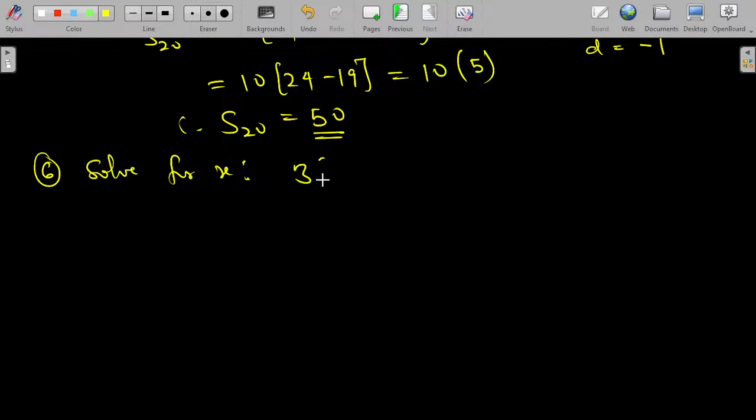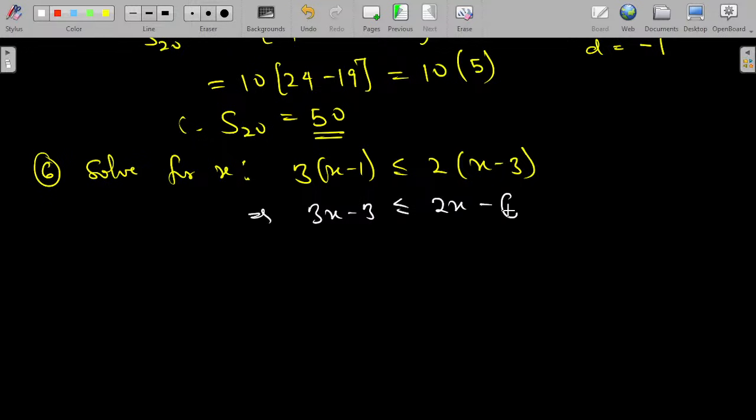3 into x minus 1 is less than or equal to 2 into x minus 3. They decided to give some steps that will help you do that. First of all, we open the bracket, which is 3x minus 3 is less than or equal to 2x, 2 times this is minus 6. They first said add 3 to both sides, to remove this minus 3. If you add 3 to both sides, you will have 3x is less than or equal to 2x. If you add 3 here, this will reduce to minus 3.